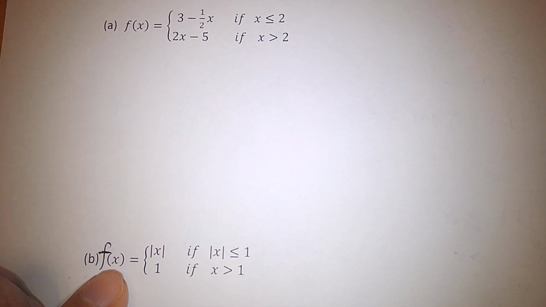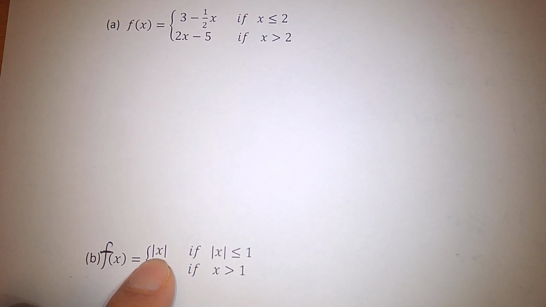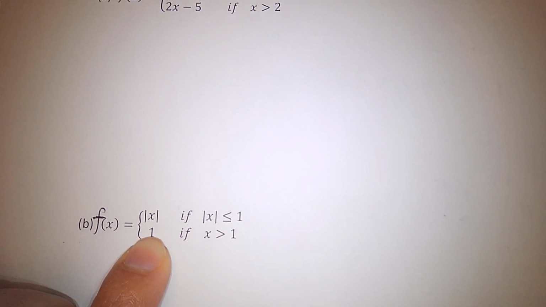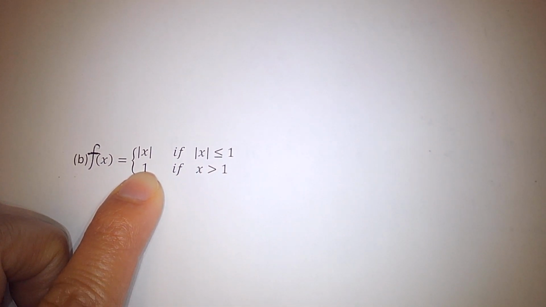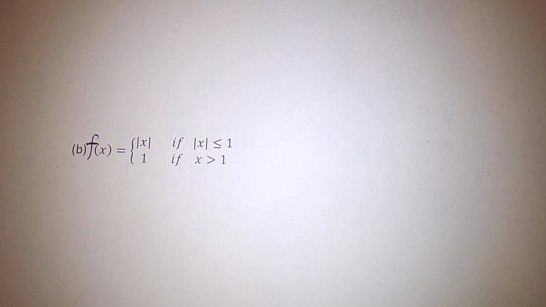This is f of x equals absolute value of x when the absolute value of x is less than or equal to 1, and when x is greater than 1, y equals 1. Let me give you the key for this second piecewise defined function, and I'll show you how to do A.